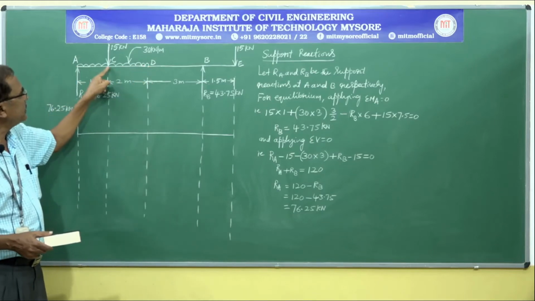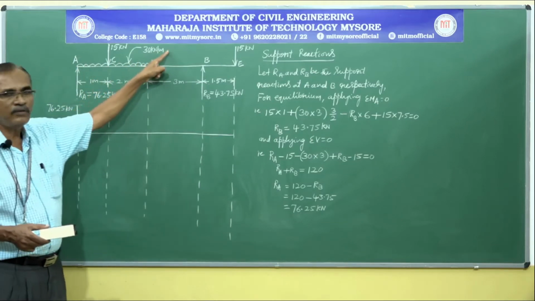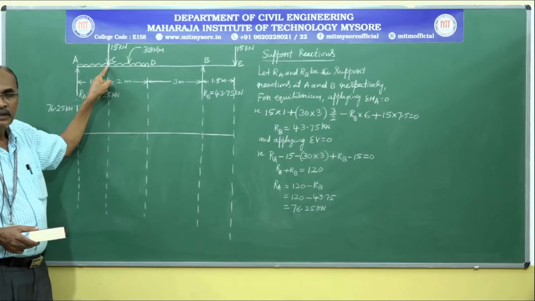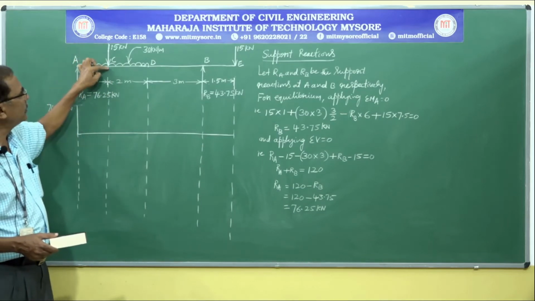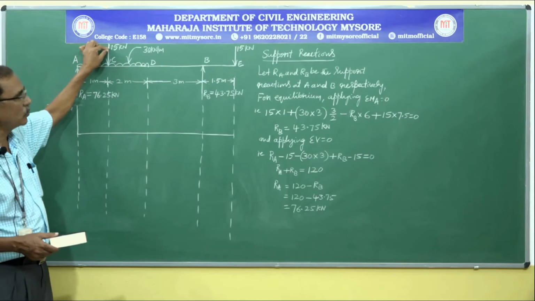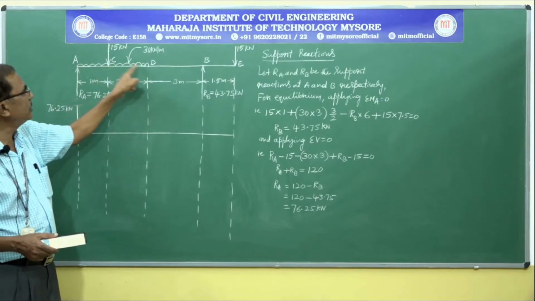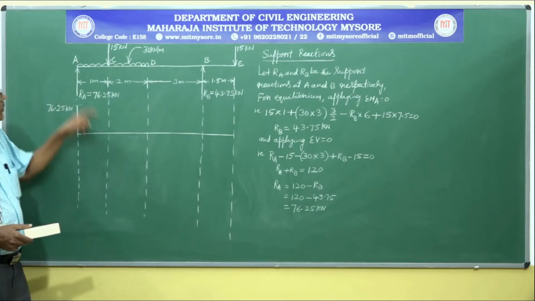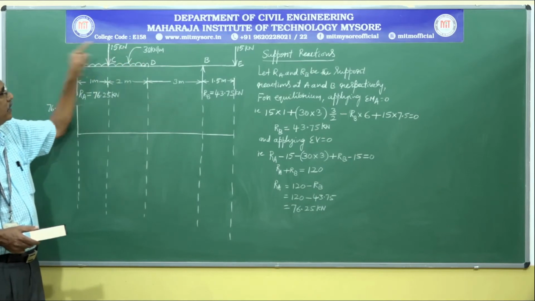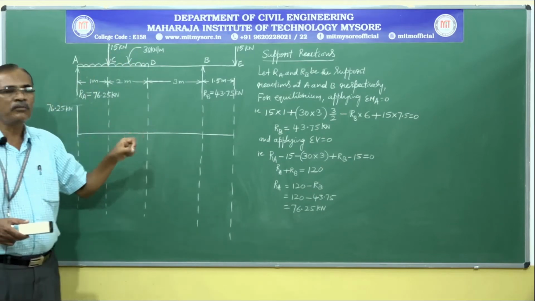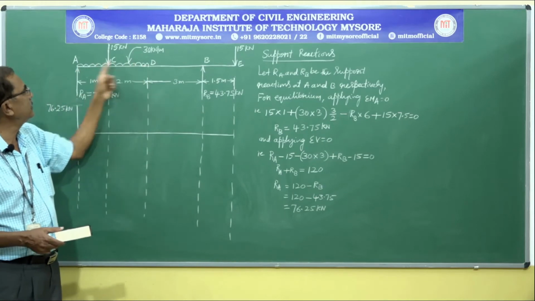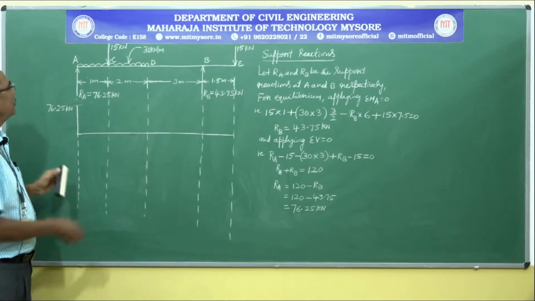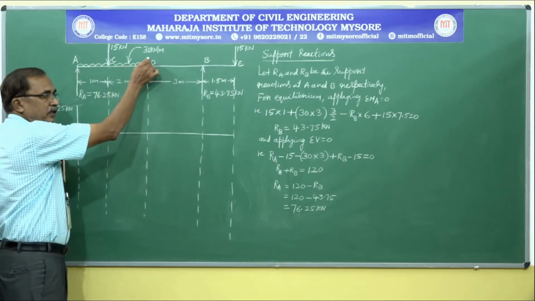First consider segment AC, and the intensity of UDL is 30 kilonewton per meter, and draw the shear force diagram for this AC. Then consider 15 kilonewton and draw the shear force diagram for point load. Next consider UDL between C and D, then draw the shear force diagram. Intensity of UDL is uniform throughout the length between C and D, it is 30 kilonewton per meter. So between A and C also it is 30 kilonewton per meter.